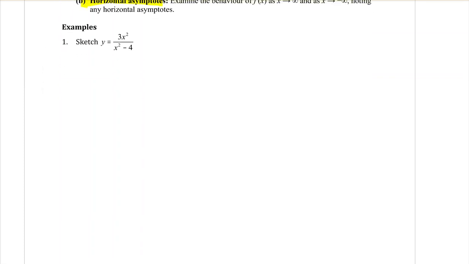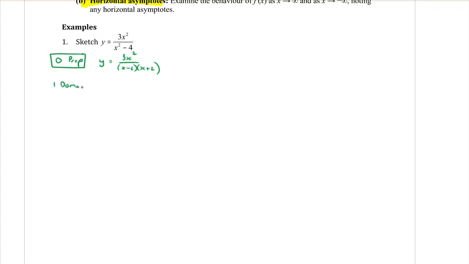Question 1. Sketch y is equal to 3x squared over x squared minus 4. No other guideline to go on, it just wants me to sketch it. But if we work through our process, first of all, step 0 was to do our little bit of prep, which means I want to factorize everything as much as possible. The numerator cannot be factorized, but the denominator, I can do a difference of 2 squares. It would be x minus 2, x plus 2. So that's just my preparation stage.